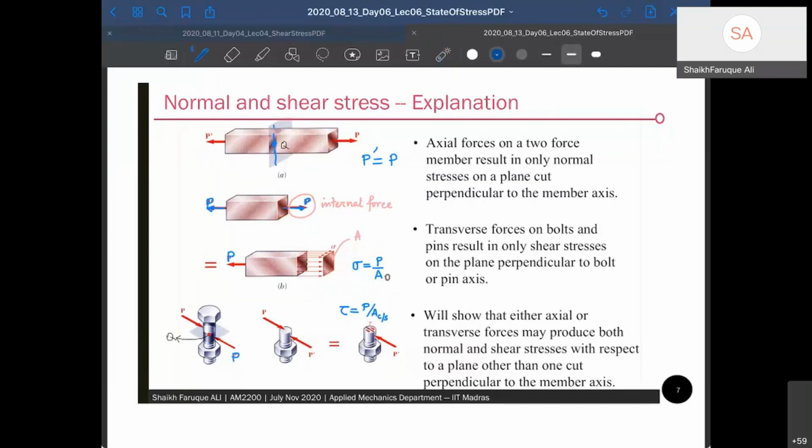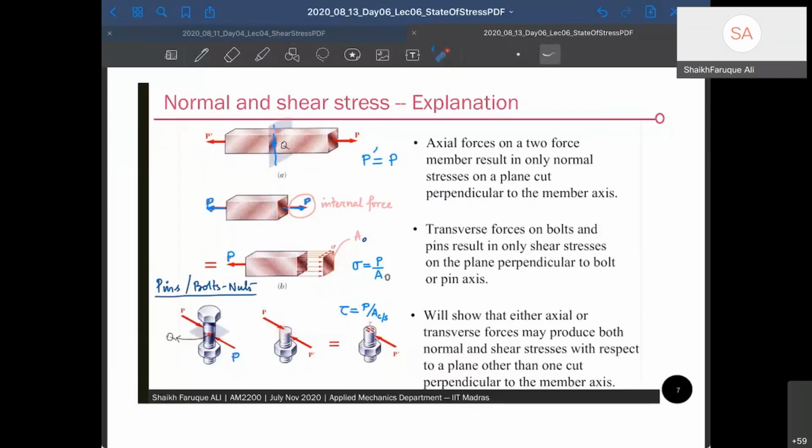Area is A0. All right. Similarly, for the case of shear stress, which is most common in examples like pins, bolts and nuts, where shear stresses are more prevalent, the shear stress acts along the grazing surface. As you can see, if you take a section at Q, that's the grazing surface, and it acts with P.